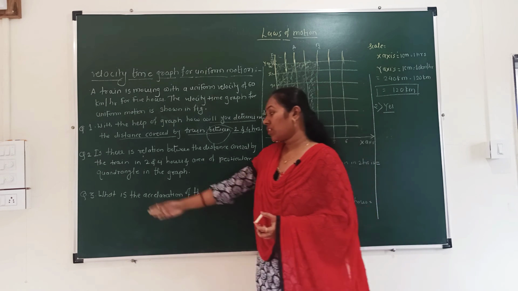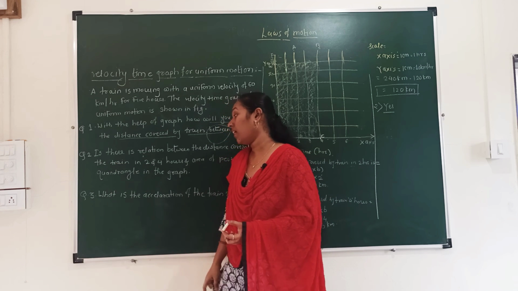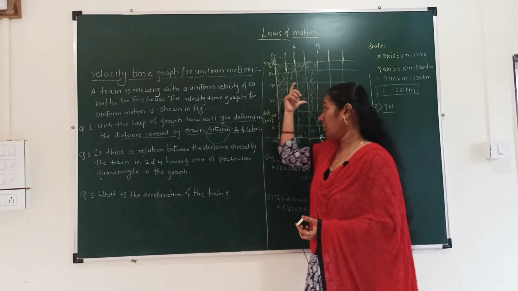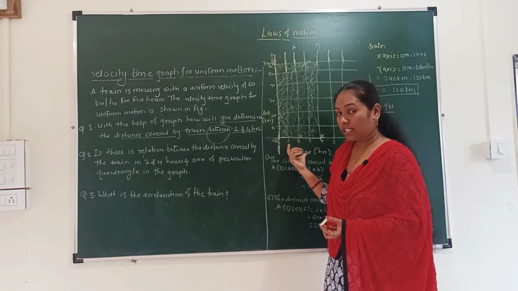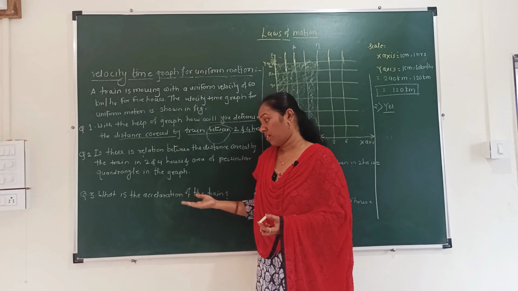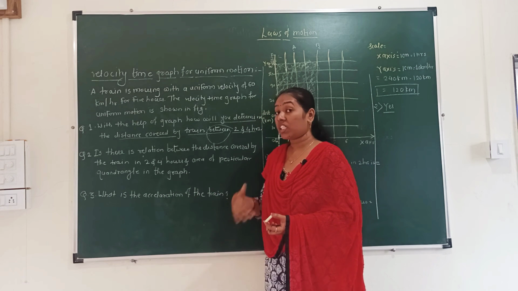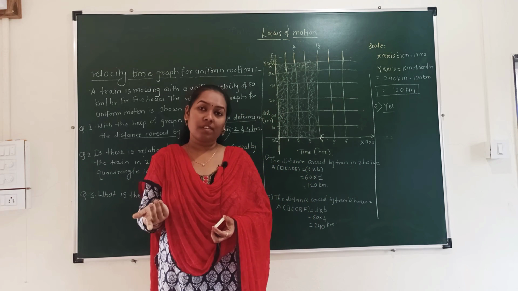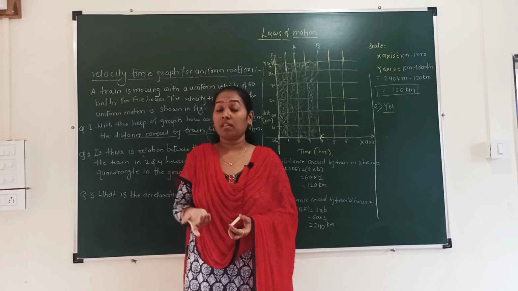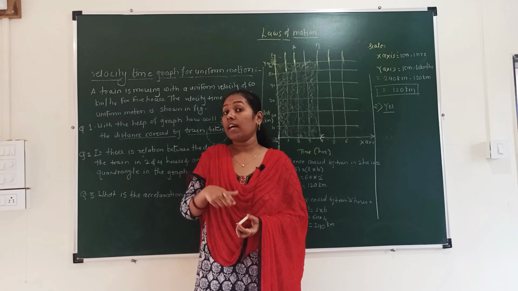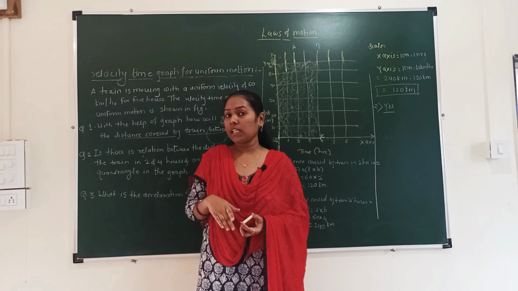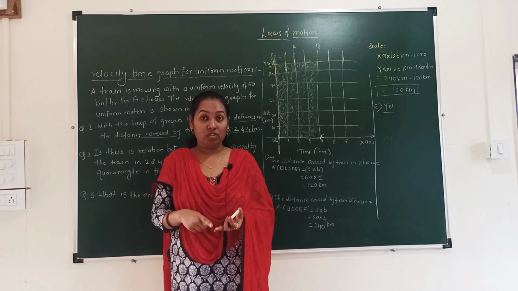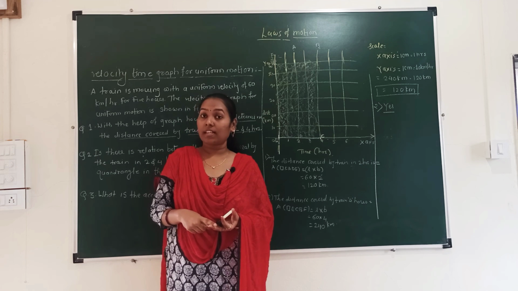What is question number 3? Question number 3 is: what is the acceleration of the train? Based on this given data, the question asked is what is the acceleration? Acceleration is nothing but the change in velocity. But how does the velocity change when it is called acceleration? We have already seen what is meant by acceleration, what the types of acceleration are, what is positive acceleration, what is negative acceleration, and what is zero acceleration.